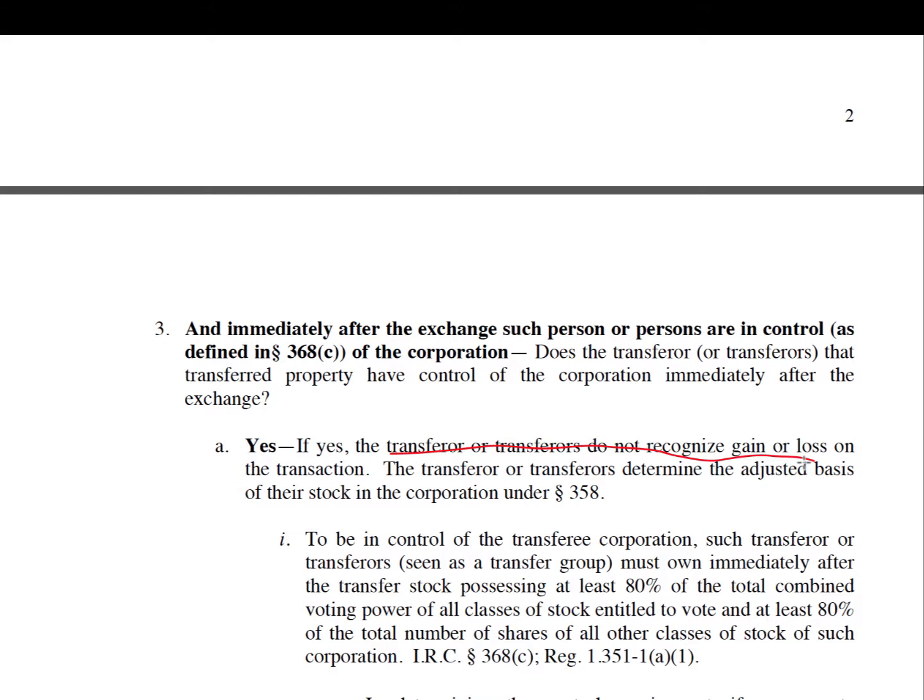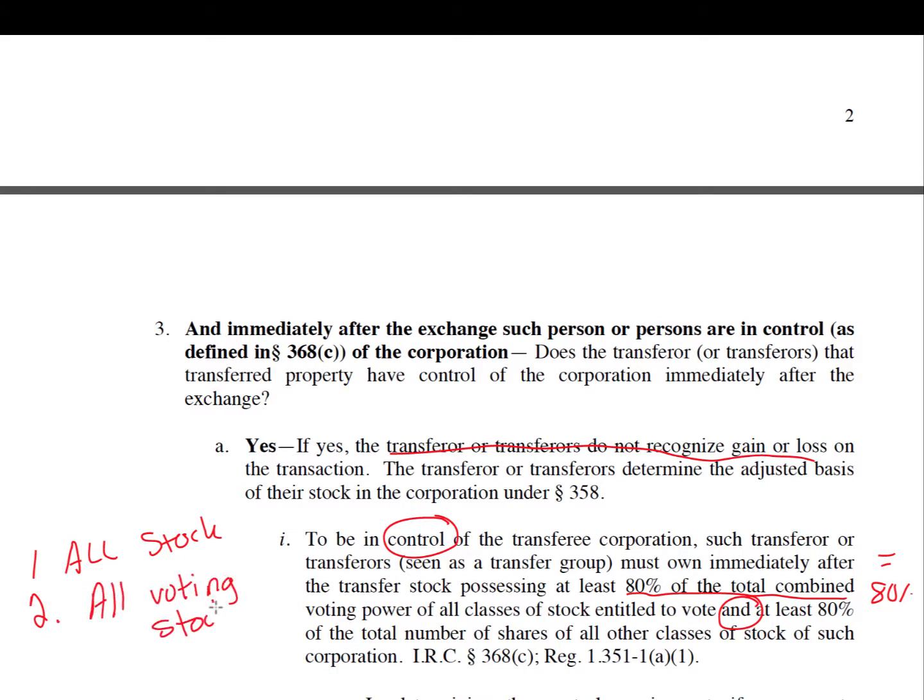To be in control, what is control? We have to define that. It's 80%, at least 80%, equal, 80% or more. It can be more than 80%, but it has to be at least 80% of two things. Notice, I say and. There's two things. All stock of the corporation, and the second thing, all voting stock.